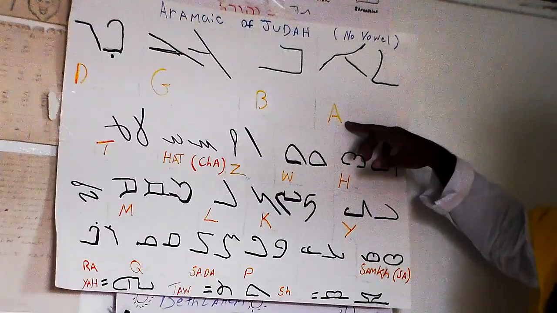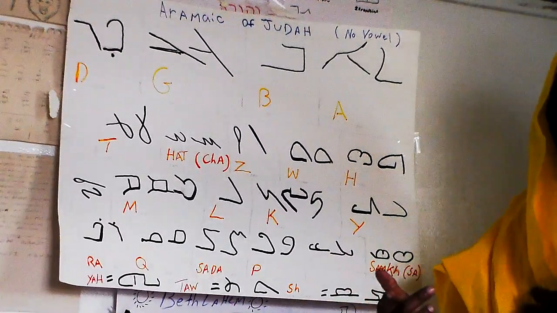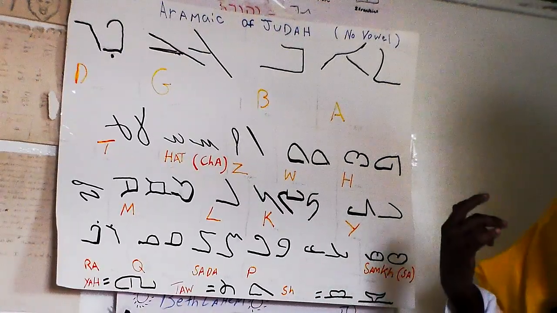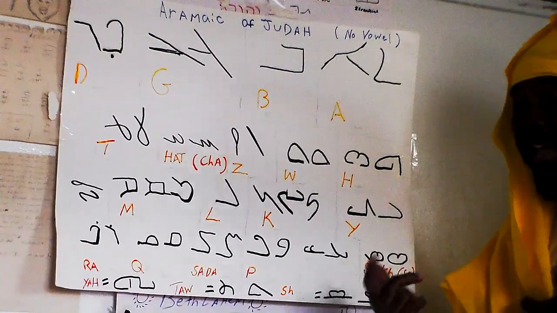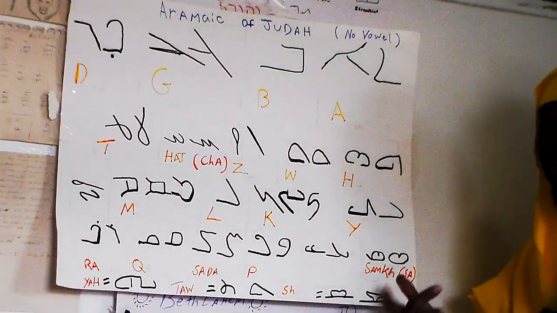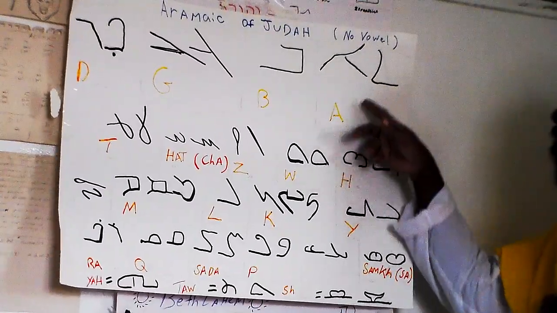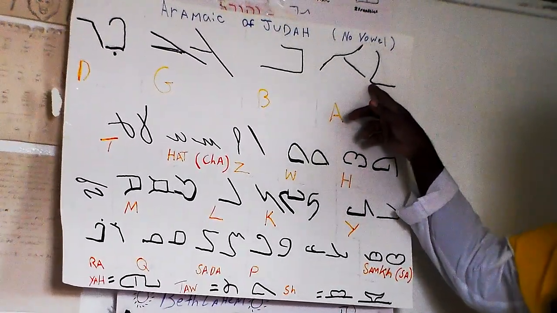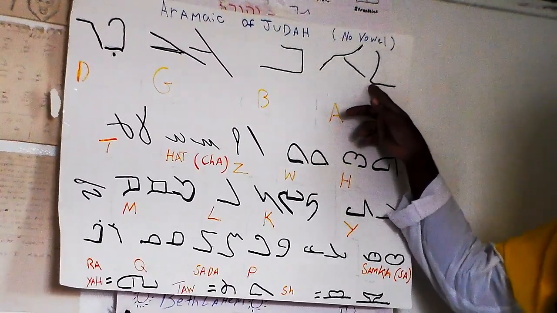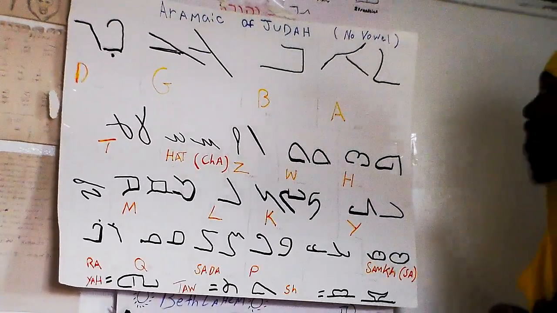Known as al, that's al, not L, like I say El Shaddad and stuff like that. There's no E. This is A, you see? A from the east, and A from the west.